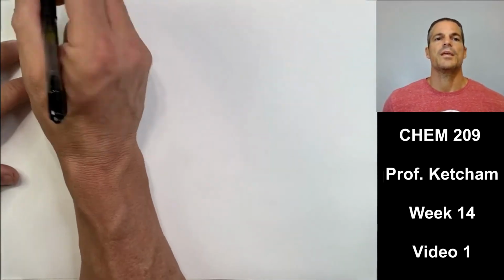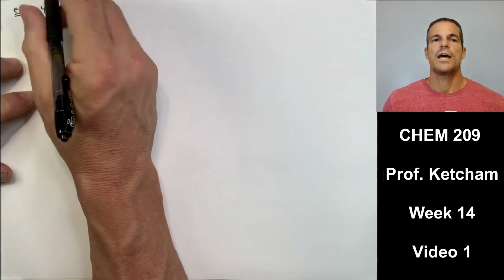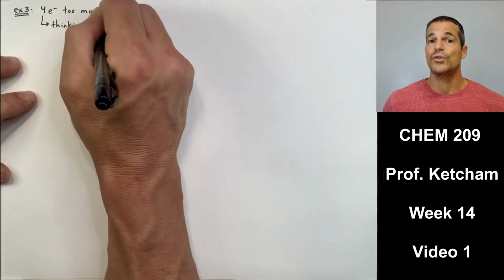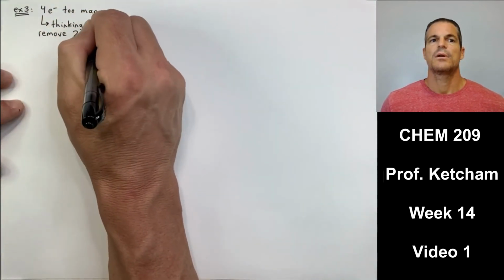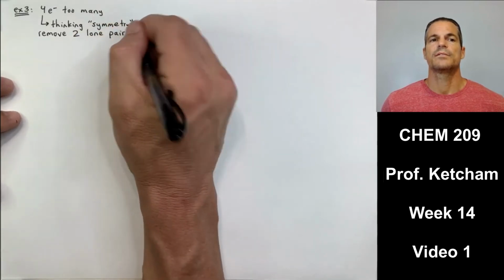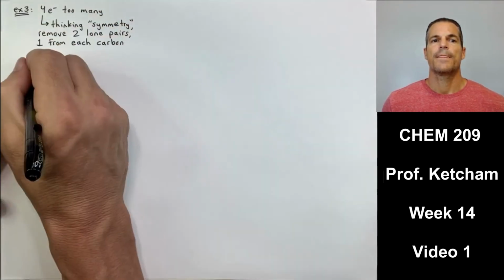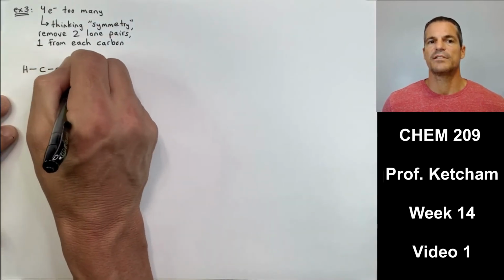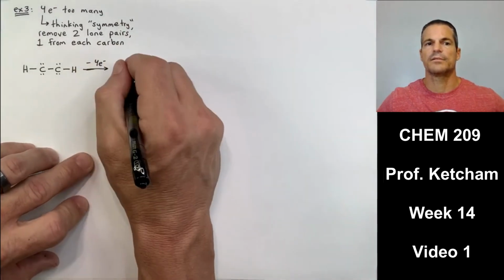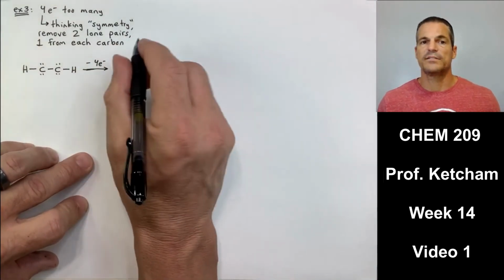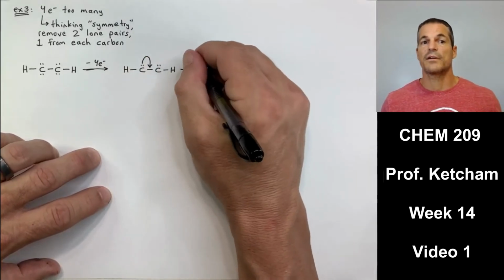All right. So example 3, 4 electrons too many. So I am going to have to remove 2 lone pairs. Thinking symmetry now, I'm going to remove my 2 lone pairs. If I rewrite my example 3, what I have so far, it was a 2 carbon center. So I'm going to go like this, remove 2 lone pairs. I'm going to do this all stepwise so you can see. So if I remove the 2 lone pairs, one from each carbon, they're gone.